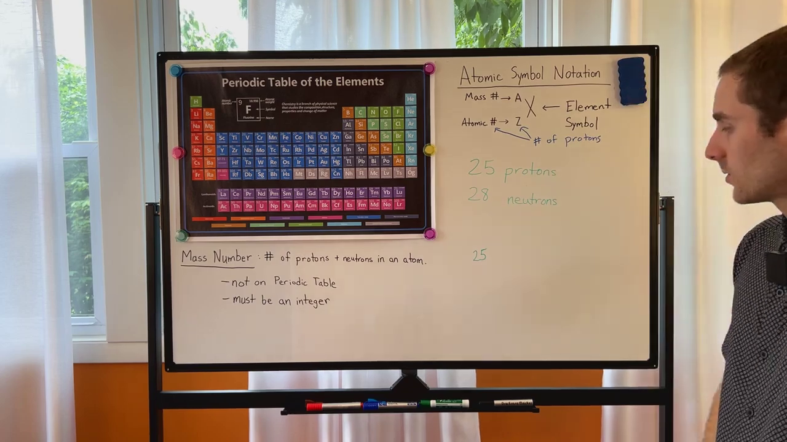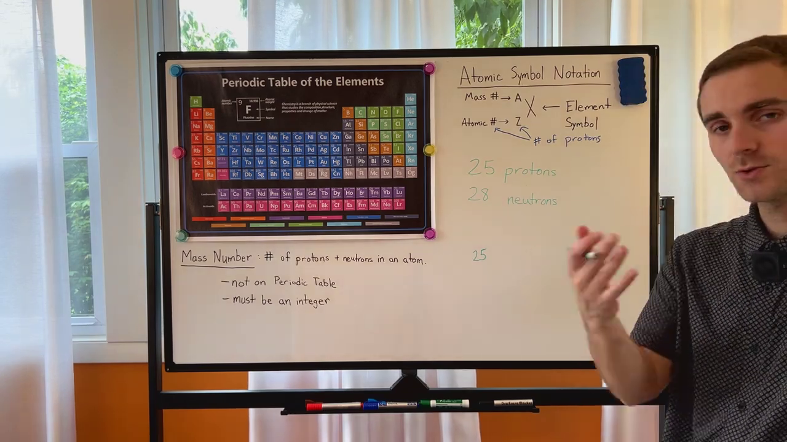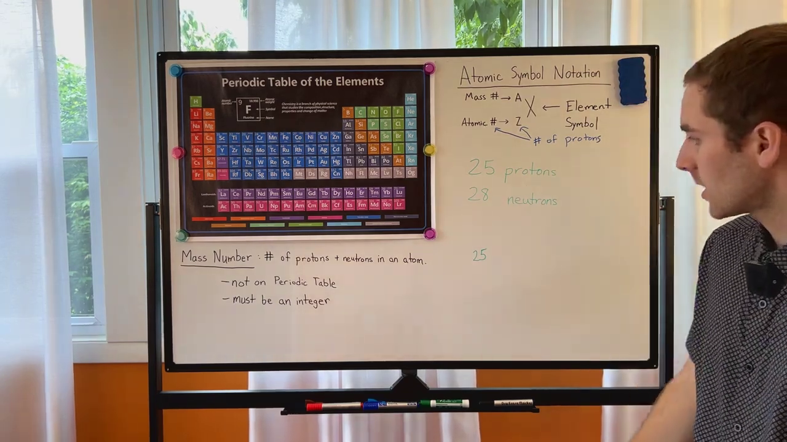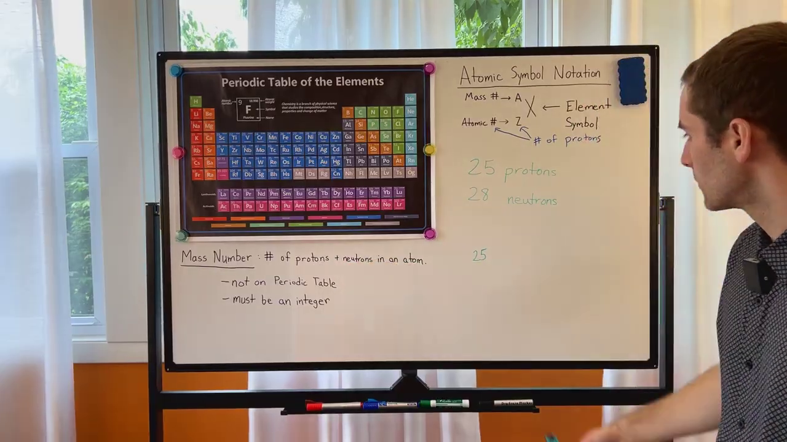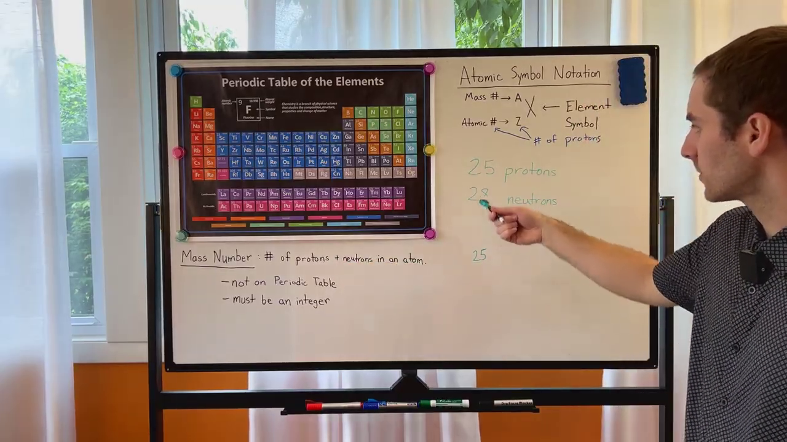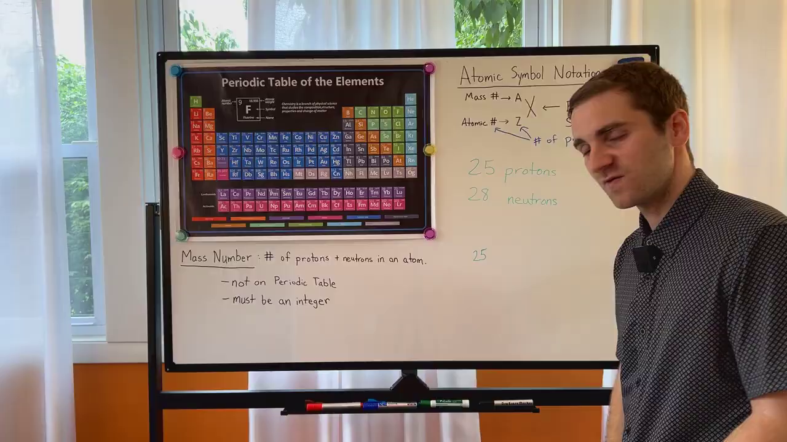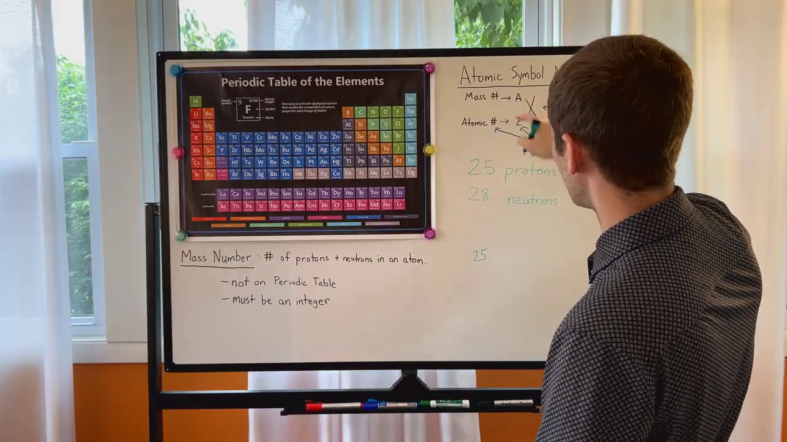And then the next thing you could do, well, there's two things you could do next. I guess let's do the mass number next. The mass number is the protons plus the neutrons. So I'm going to add these up. 25 plus 28, that's 53. So I'm going to write that above the atomic number.